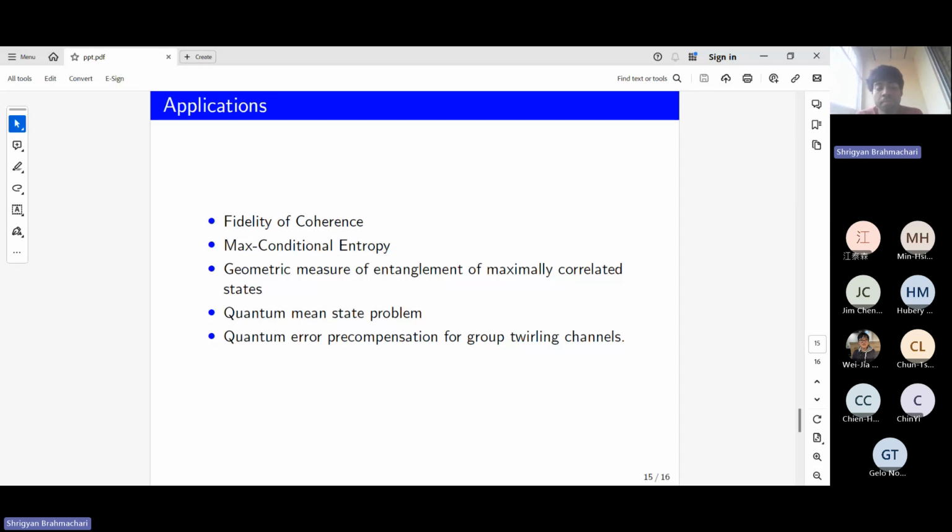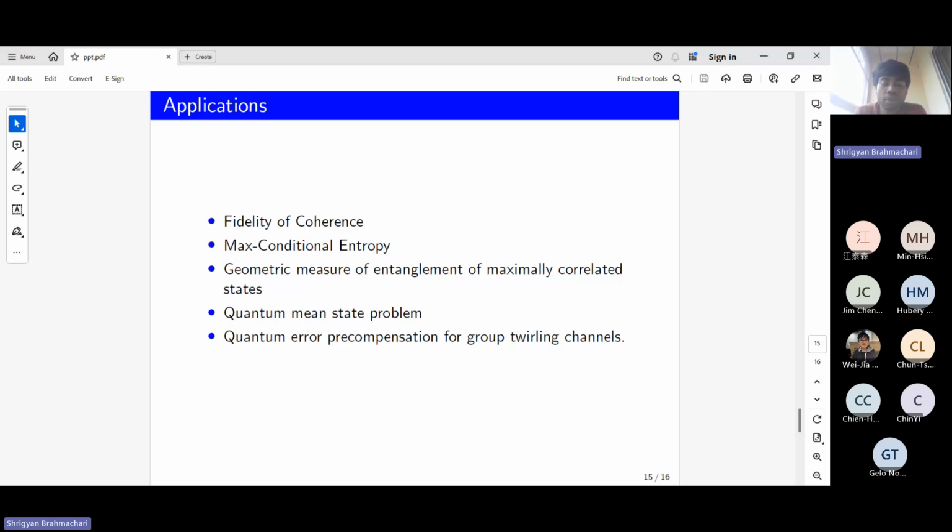In that case, you end up getting the quantum mean state problem. To remind you what that is, if you have some quantum state rho and you don't know what it is, it can be rho 1 through rho n with probability p1 through pn. You want to find some sigma which maximizes the average fidelity.